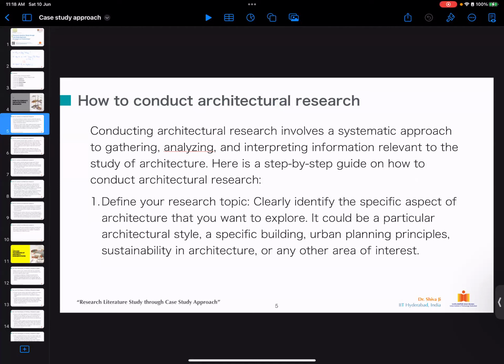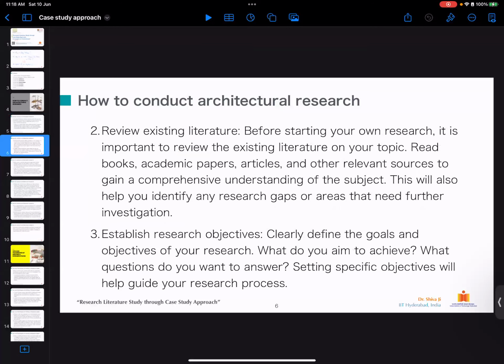What you need to do is define your objectives and move on to solving those objectives, analyzing, synthesizing, and you are done. So the first step is a very important step. Second, review existing literature. This is where case studies actually come into the picture, along with many other materials like studying the standards and studying the site. Then establish research objectives. One research aim gets divided into a few research objectives, and gradually in the process of our research, we try solving them.